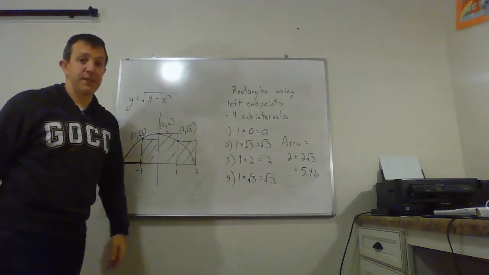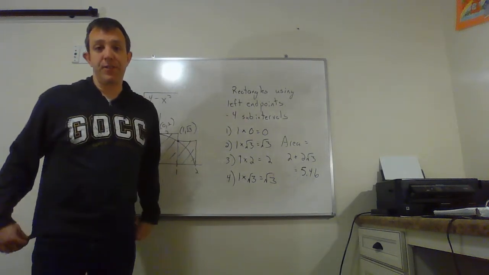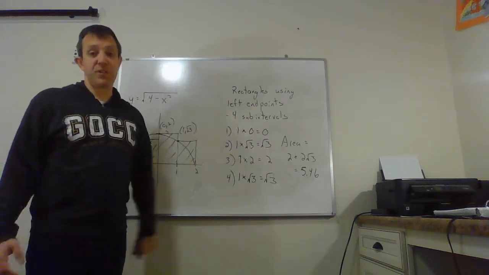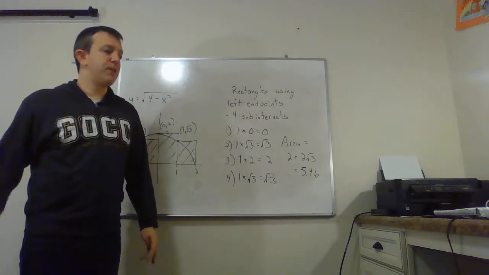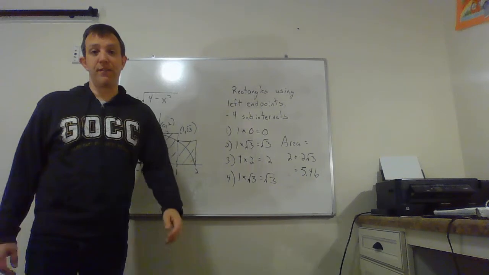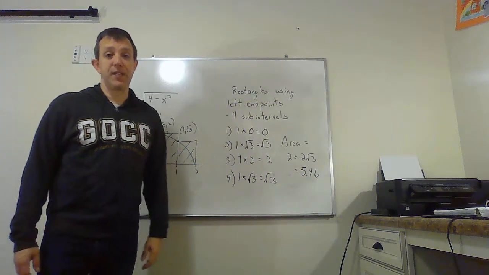So the question then is, how can we make this a better approximation? Well, we make better approximations in large part by using more subintervals. And that's going to be the next one. The next time I'm going to do this exact same example, but we're going to do 8 subintervals instead of 4. So hang on and let me get that on the board.